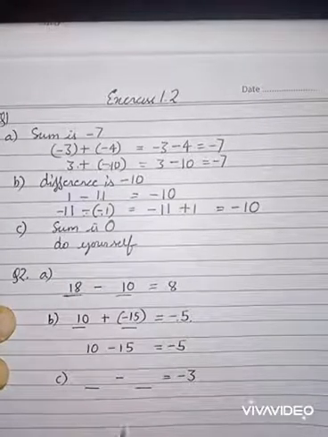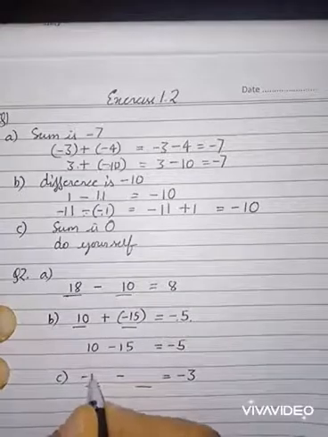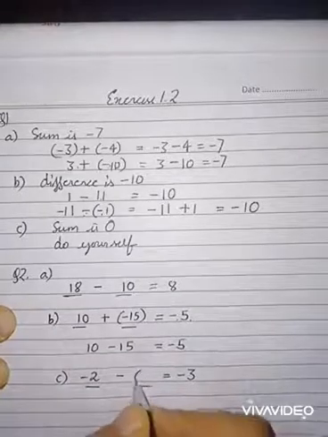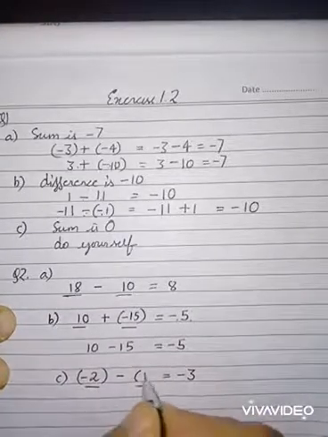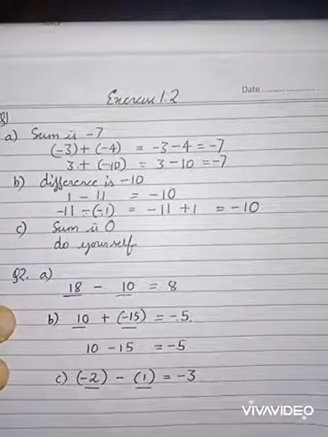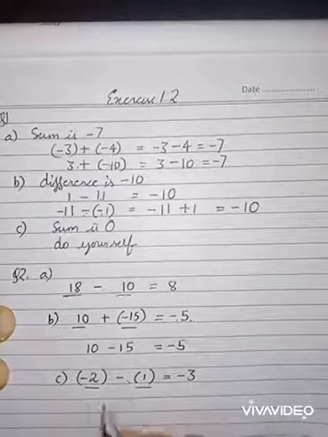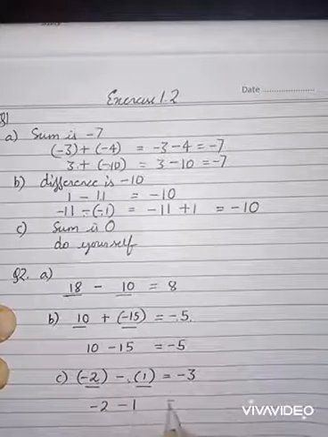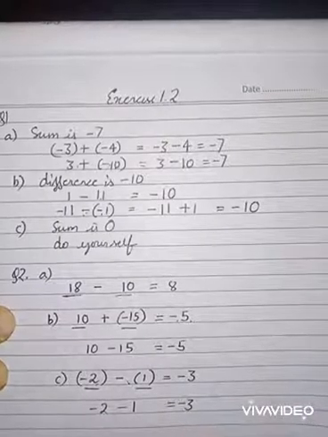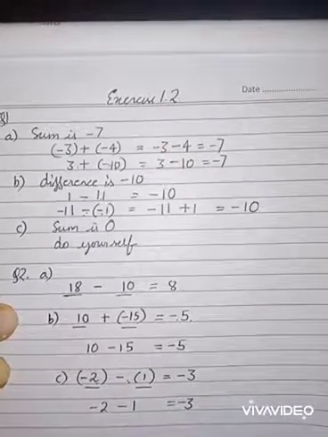So what could it be? I am writing here -2, which is a negative integer, and I am taking +1, which is a positive integer, and the difference is -2 minus 1, such that it comes out to be -3.